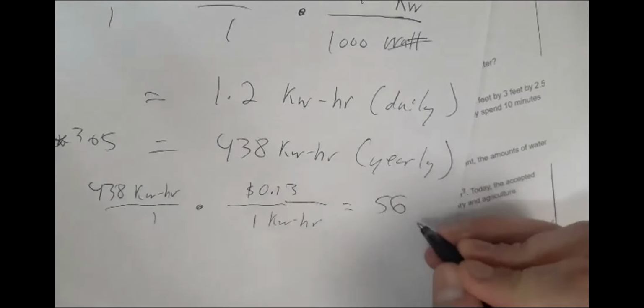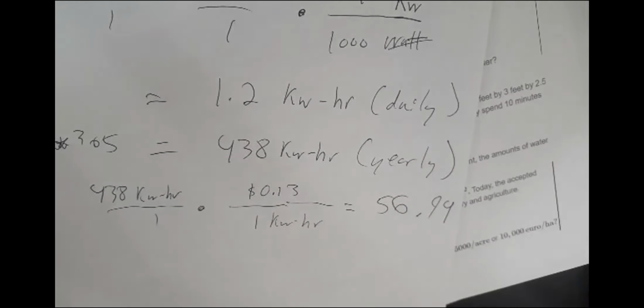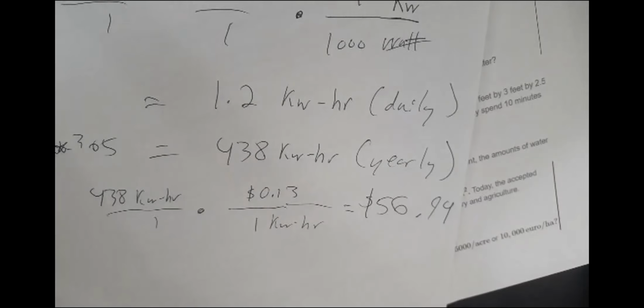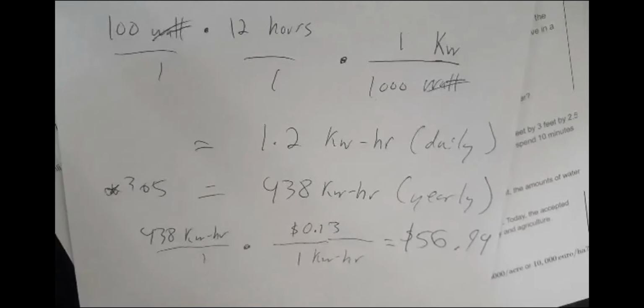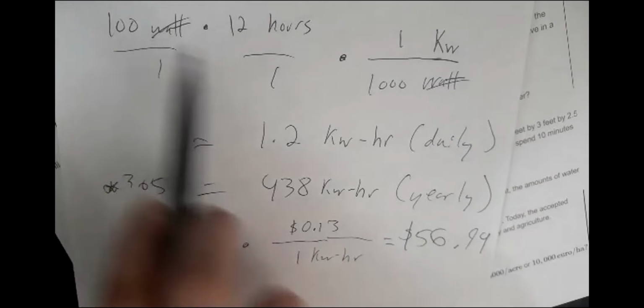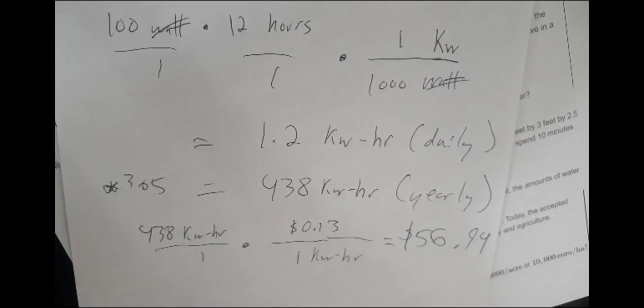Just like whenever you're shopping at the grocery store, you have so many items and there's so much cost per item. Multiply those things. So this should be giving you 56.94. And what is that talking about? What were we figuring out here? How much the light bulb would cost for the year to keep this on 12 hours a day? Yeah. So this is for the 100-watt bulb for a year.